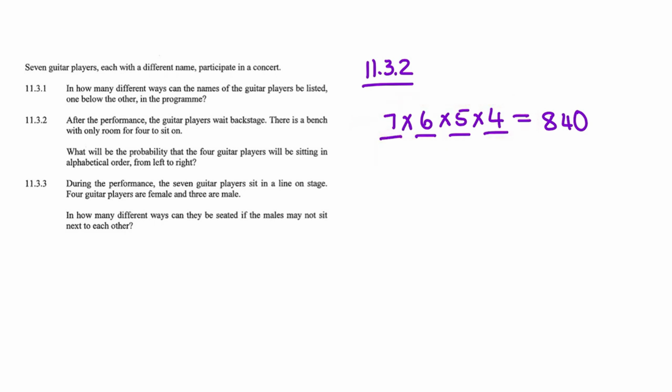But alphabetical order, if you think of a class list or a name list, there's only one way in which to write an alphabetical list. So therefore, the probability that they would sit in alphabetical order would be 1 out of 840.